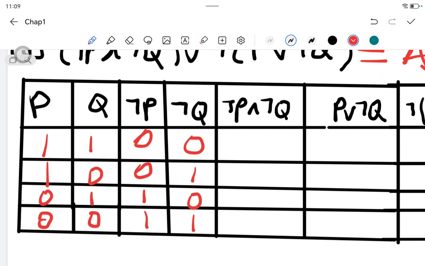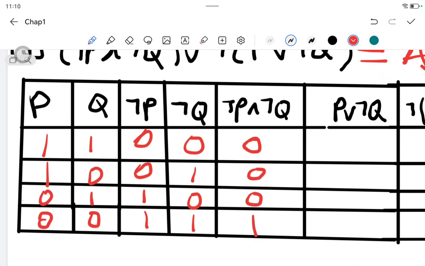We want to apply a conjunction, right? Then we can apply multiplication. Remember, I said that a conjunction represents multiplication. So for the negation of P and these two, if we want to multiply them, we're going to say 0 times 0 is 0, 0 times 1 is 0, 1 times 0 is 0, 1 times 1 is 1.